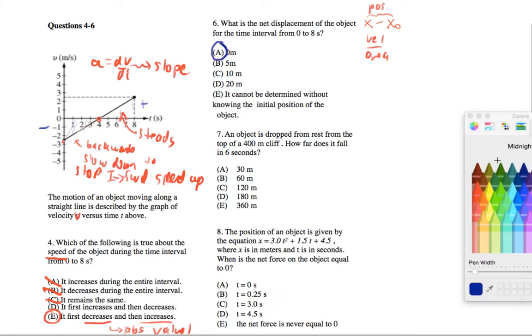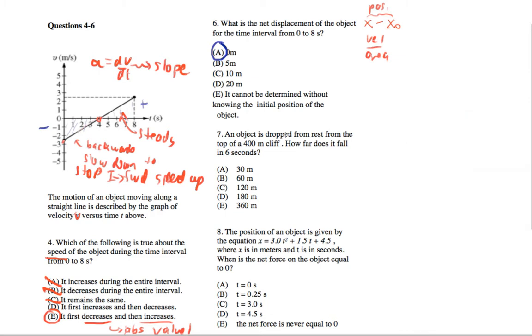Now, for number 7. We have an object that's dropped from rest from the top of a 400-meter cliff, and we want to know how far it falls in 6 seconds. This is a distractor. We don't care how high up it is. We're interested in how far it fell. So I'm going to use the AP formula x equals 1/2 at squared plus v naught t plus x naught.